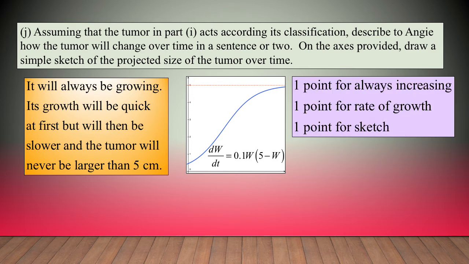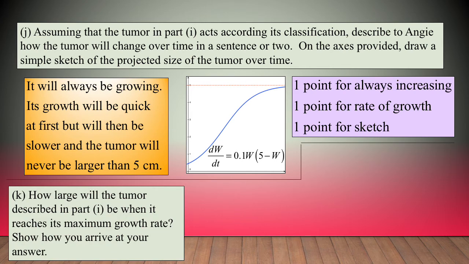3 points for this problem. 1 for stating that the tumor is always increasing in width, 1 point that talks about the rate of growth, and then 1 point for the actual sketch. Part K reads, how large will the tumor described in Part I be when it reaches its maximum growth rate? And we need to show how we arrive at the answer.